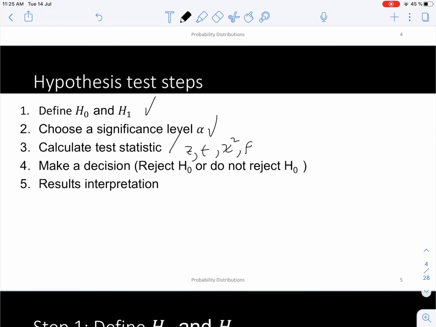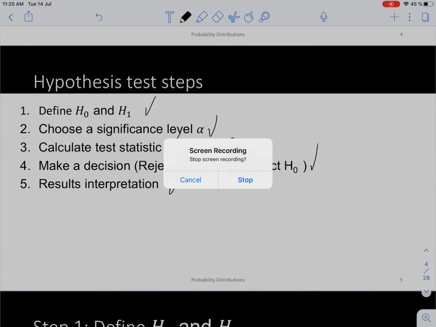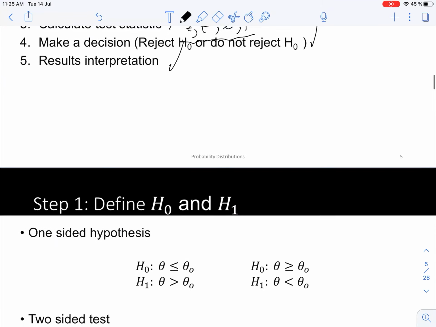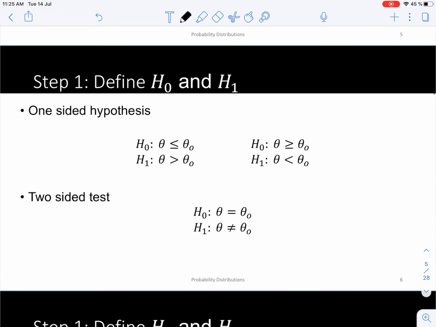Step 4, we make a decision. So we're going to either reject or not reject the null hypothesis. That will depend, of course, on where our test statistic is located. And at the end, of course, the last step will be to make the interpretation, so as to answer the question in the problem. So let's go over the different steps. Step 1.